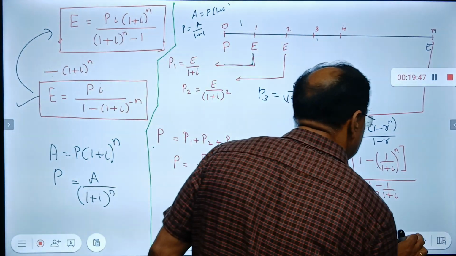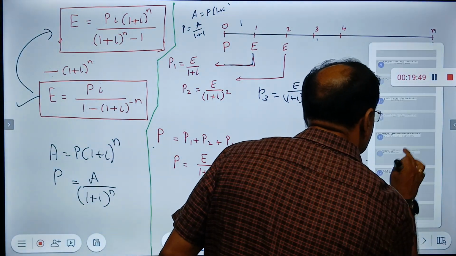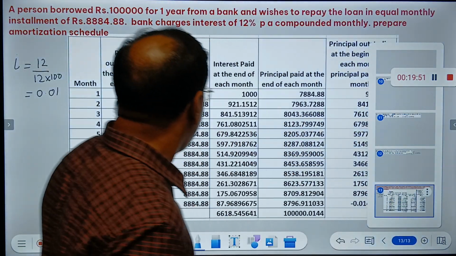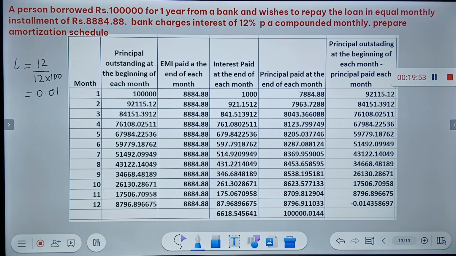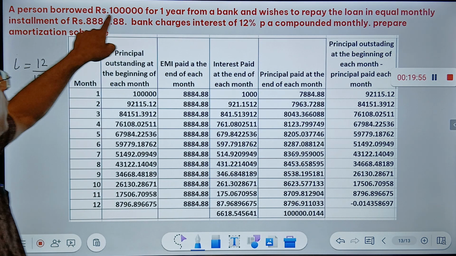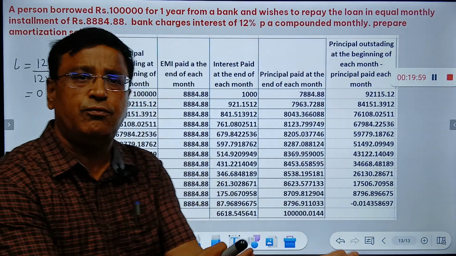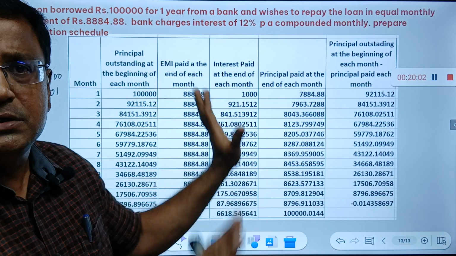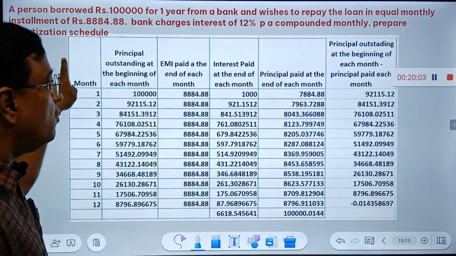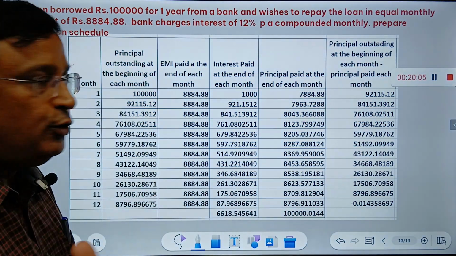Now, I want to show you one more important thing which I have prepared. This is called the amortization chart. Okay. A person borrowed 1 lakh rupees. Just have a look at it. This is what you get when you go for a loan. They will type some numbers and give. So, what are these numbers? How to make this chart? I will put a separate video for this.